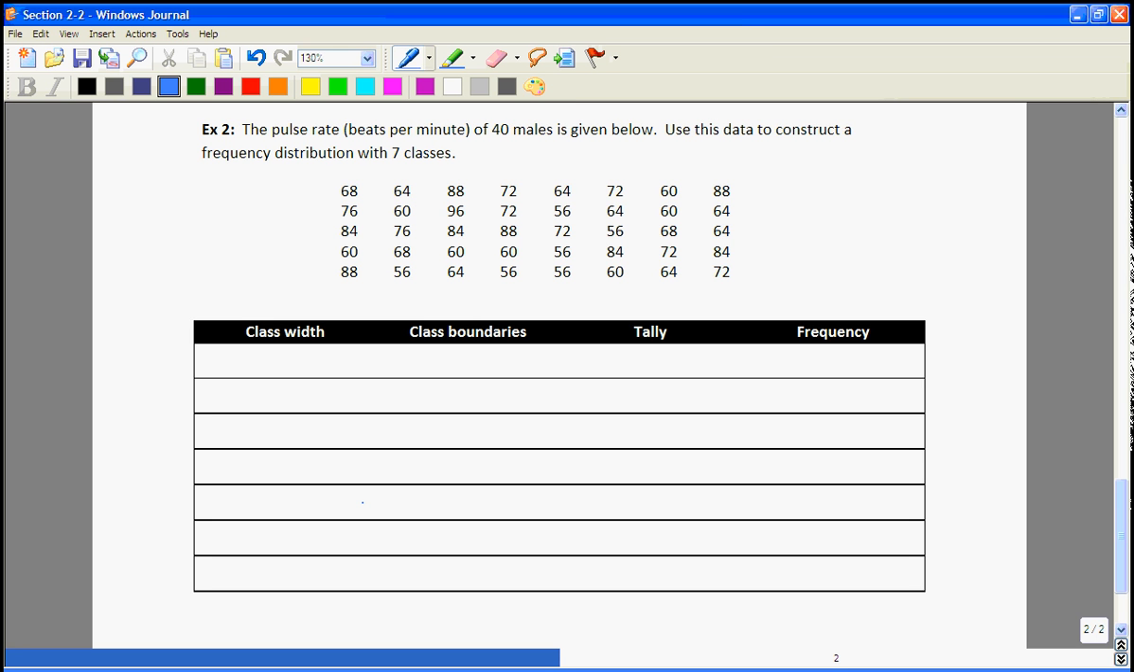One thing you want to do is look at the lowest data value and the highest data value and kind of go from there. So looking at our data here, we have 68, 64, and it looks like one of our lowest data values is a 56. And then one of the highest would be, let's see, is there something bigger than 88? Looks like we have 96 as a high.